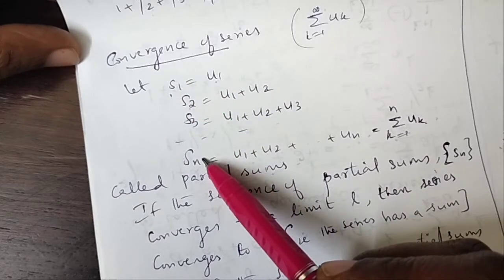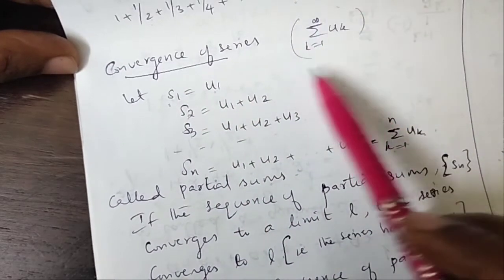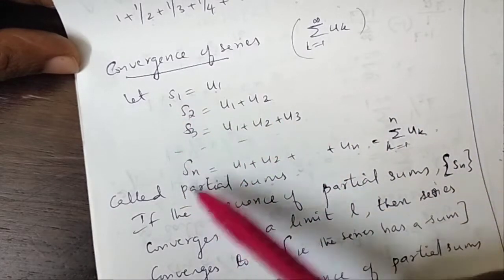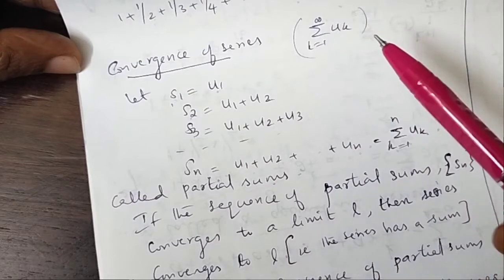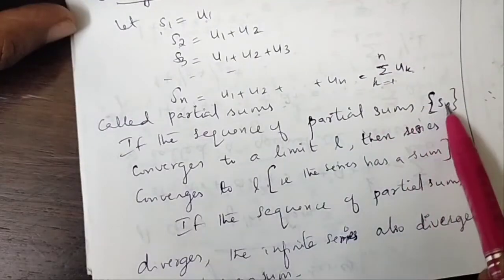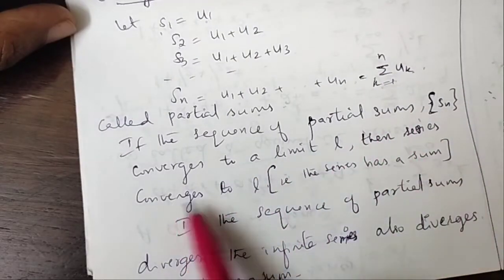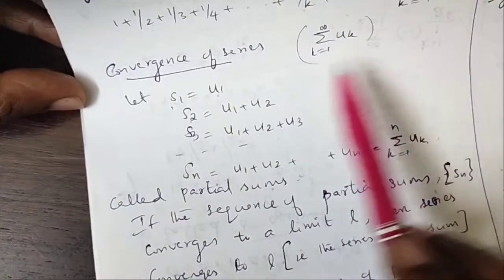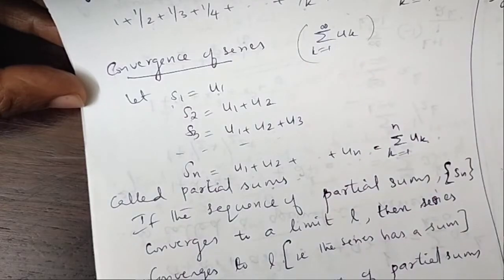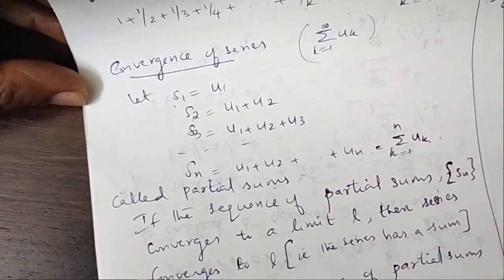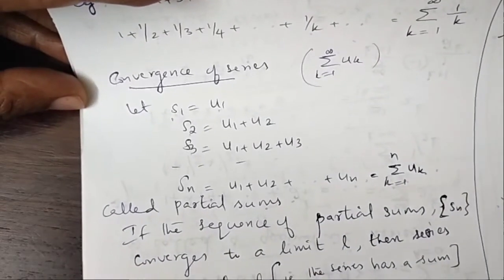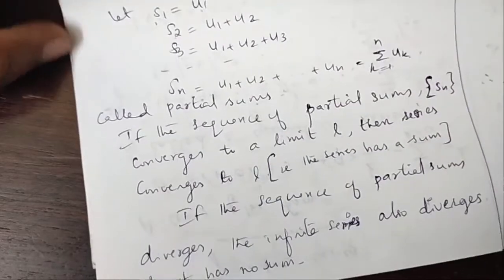Sn. And the convergence of the infinite series is related with the convergence of the sequence of partial sums. If the partial sums converge, the infinite series also converges. So if the partial sums Sn converge to a limit L, then the series also converges to L. Converges to L means it has a sum. Because the infinite series is a sum of different terms, if the sum exists, that means the sum is a finite number, it should be a unique, finite number. Okay, then only we can say that the series converges to a sum.